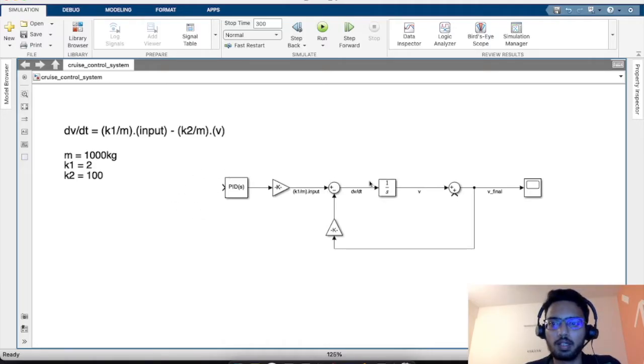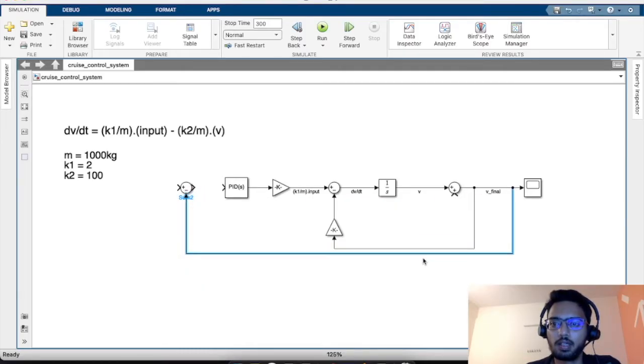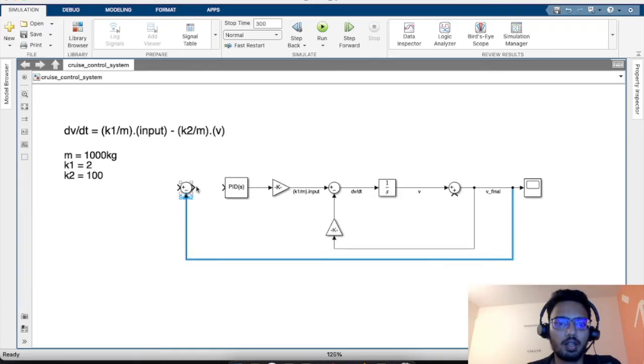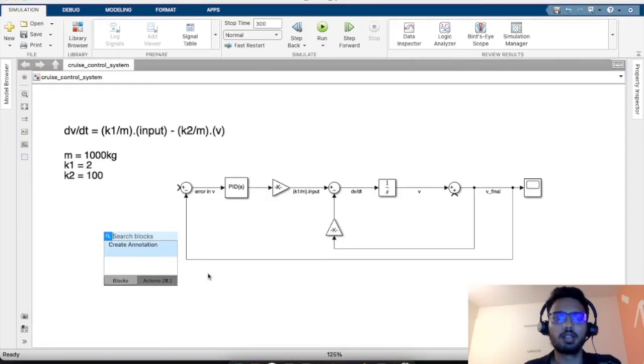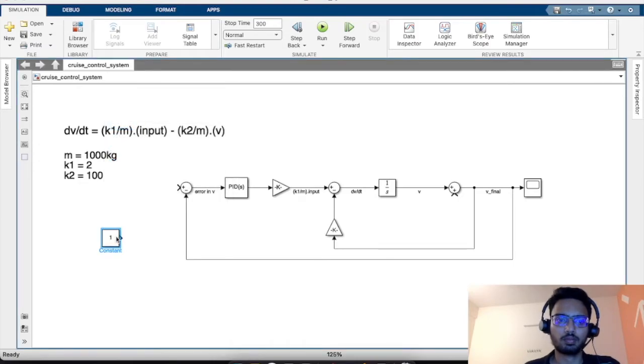For that, we'll need another sum block with a negative feedback. So this signal will come from here, V final, which will be compared with V reference, and then it will give an error to the PID. This is actually the error. This is the error in speed. As a set speed, we need a constant block. This will serve as the speed which is set by the driver.